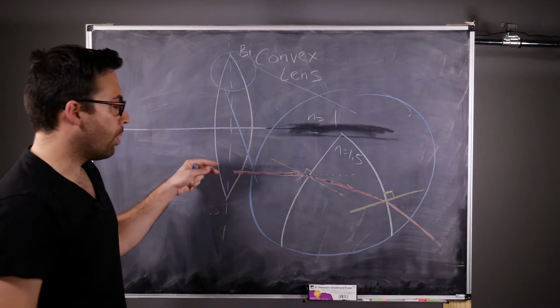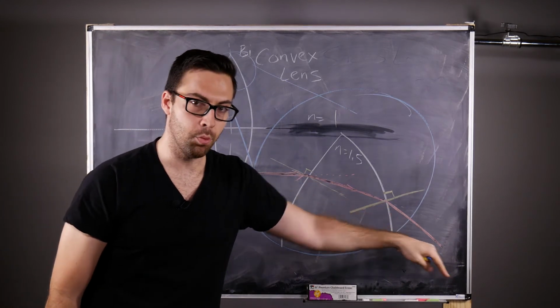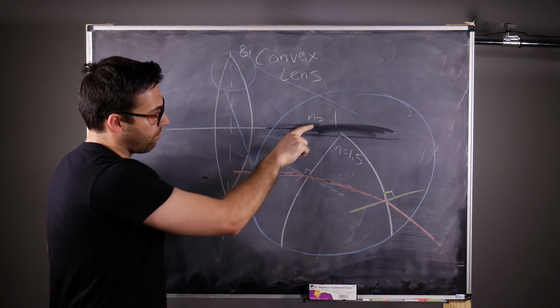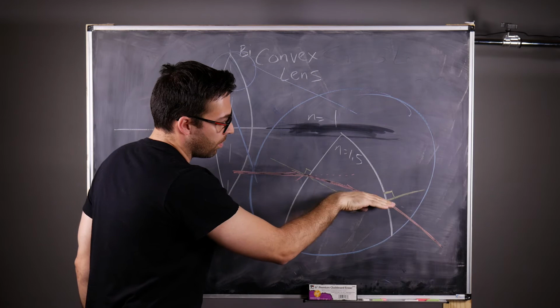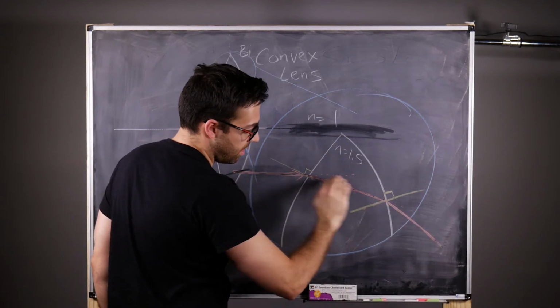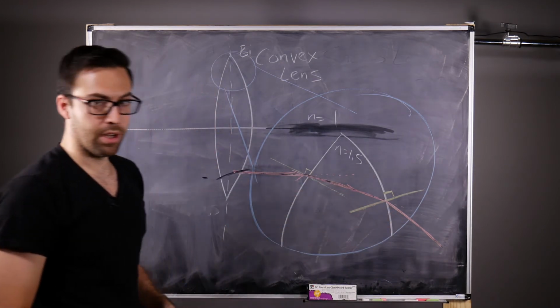So you can see that both of these surfaces are actually bending this light inwards. We come in like this, going from low to high, and we bend inwards. Now we're going from high to low, and we bend away from the normal again, but overall we're still bending, we're converging this light ray down here.